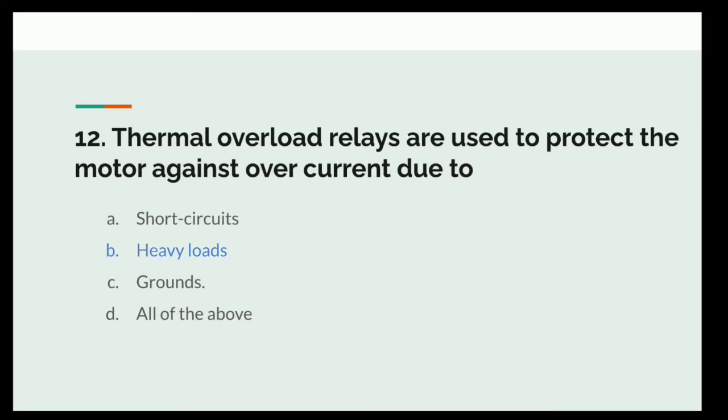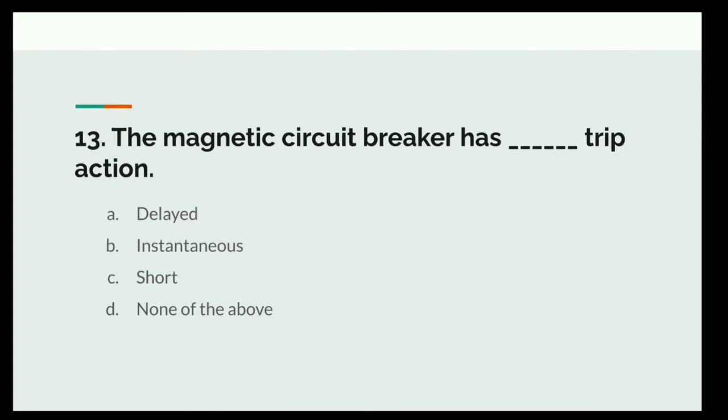Next question. The magnetic circuit breaker has which trip action? A. Delay, B. Instantaneous, C. Short, D. None of the above. And the correct answer is instantaneous.